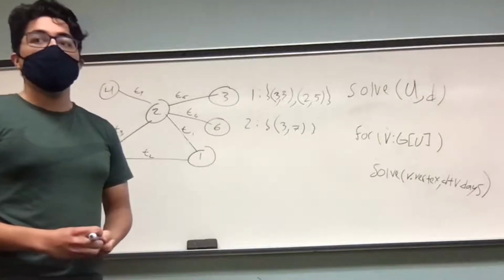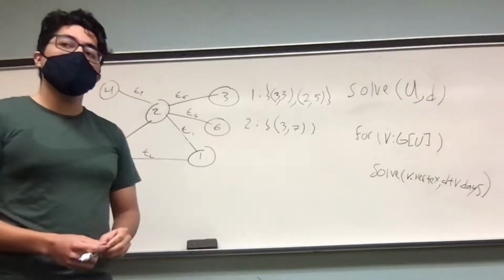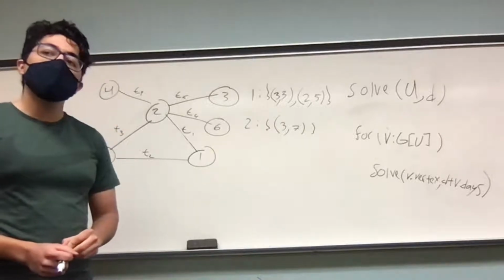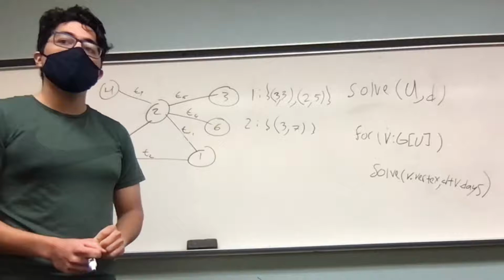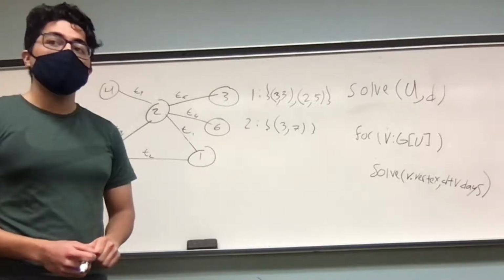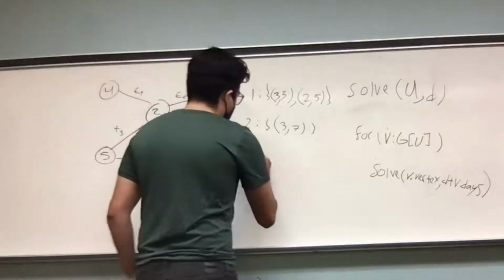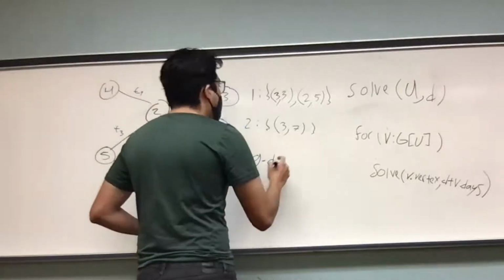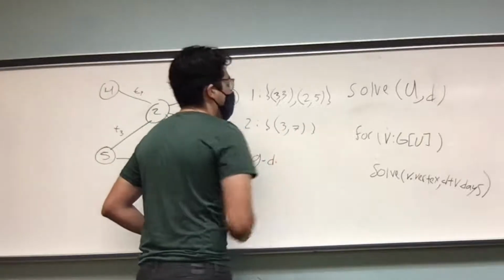Okay, wait. So for each vertex, we know how much gold it started off with, and then D tells us how much gold we subtract per day. So it would be G minus D times T, or the number of days so far. Yeah, you have D there too.